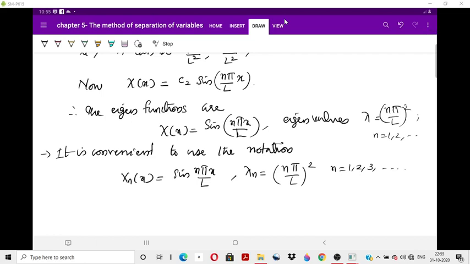Now, so this is about the eigenfunctions. For our first ODE in the system of two ODEs, it is solved. Now we need to calculate T of t, the function T in terms of small t, and then we need to find the general solution or the separated solution of the form X of x into T of t. That we will discuss in the next lecture.